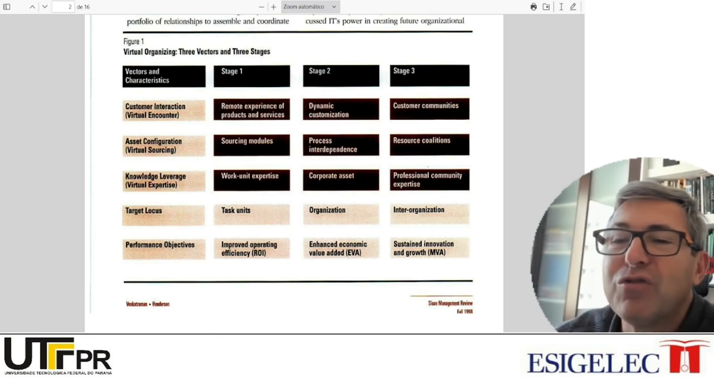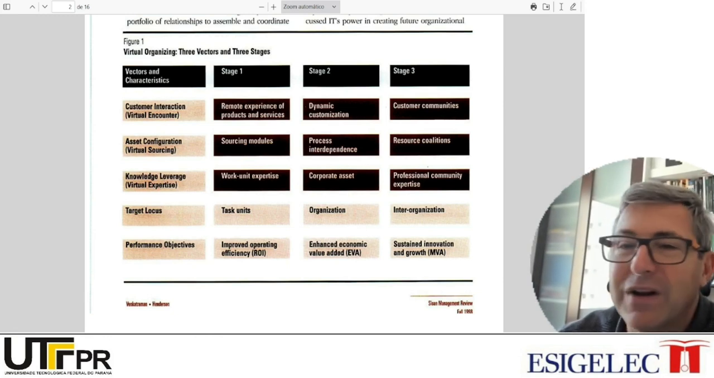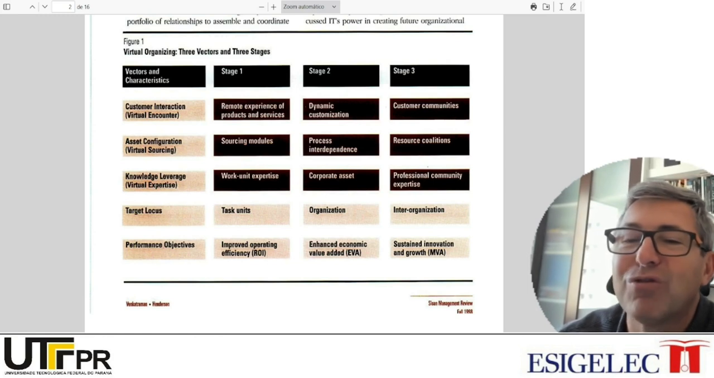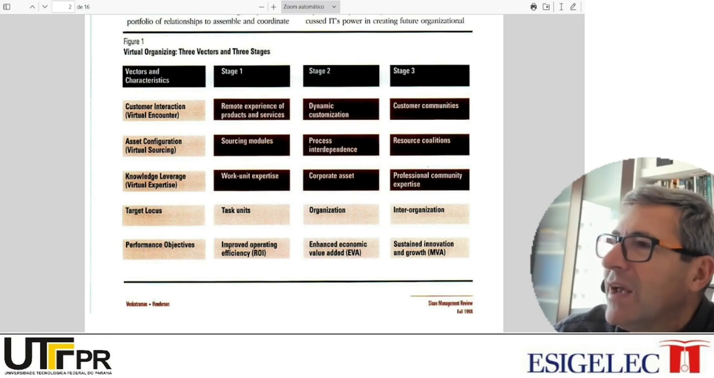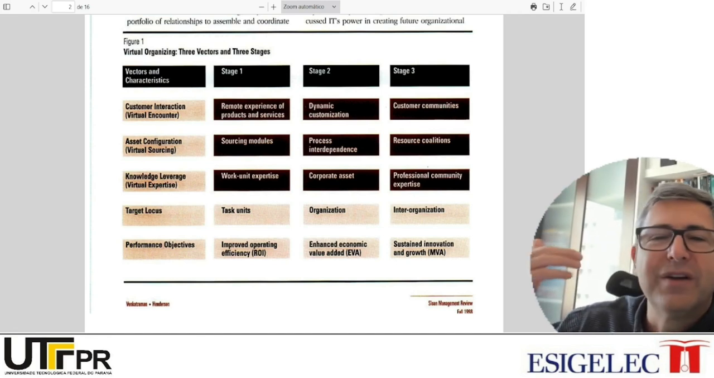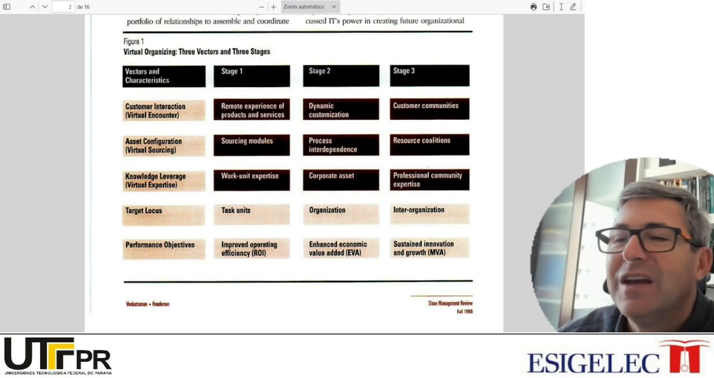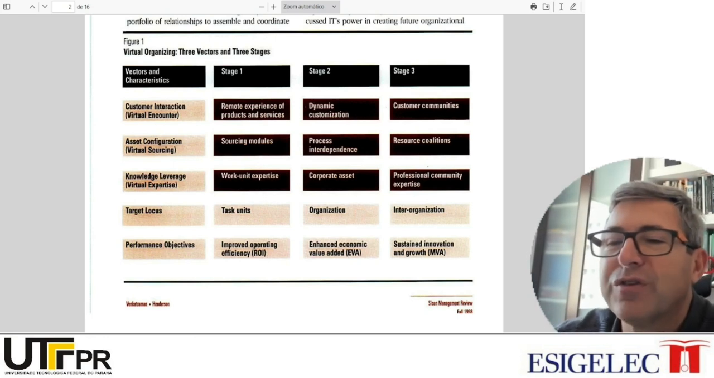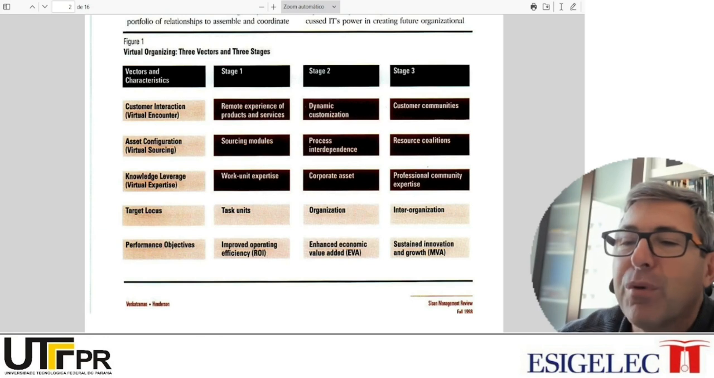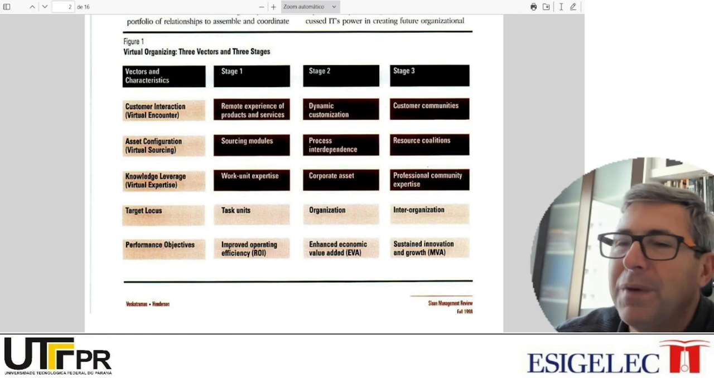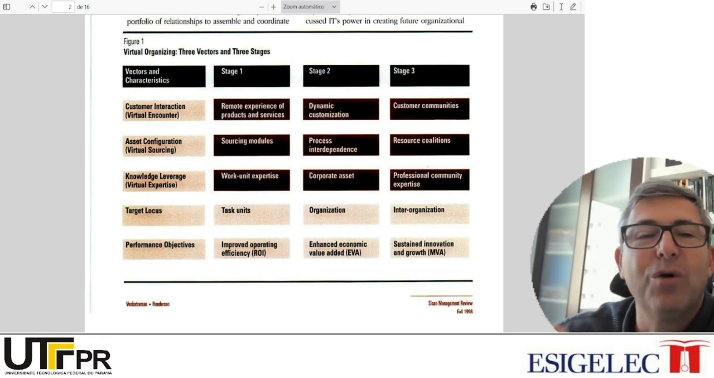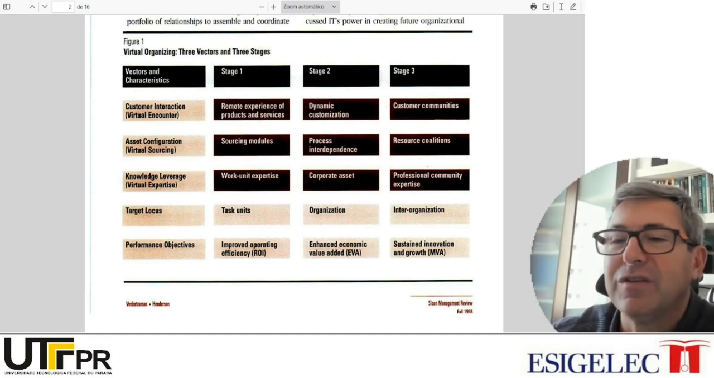The modularization is good for customization. It allows customization, but if we're looking towards the suppliers, it also allows for what the authors here call in stage two, process interdependence. I've already talked a little bit about this in the previous paper, when I told you that companies can redefine their processes, including outsourcing activities.